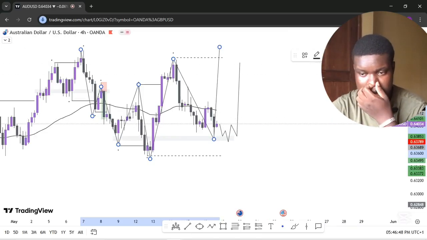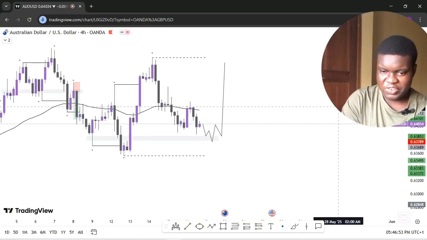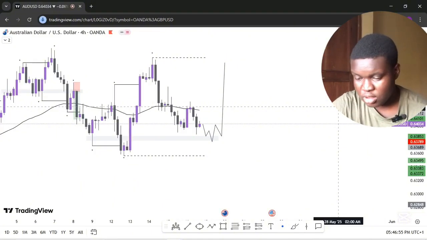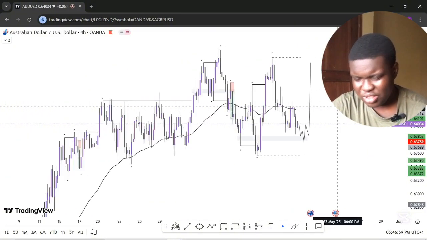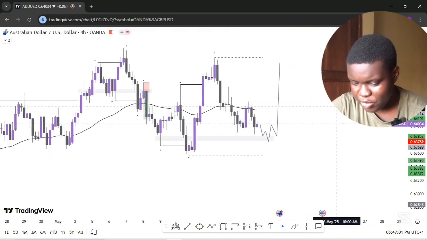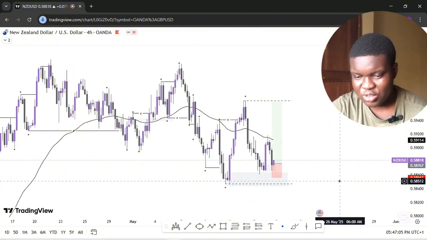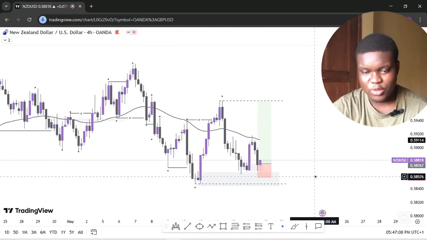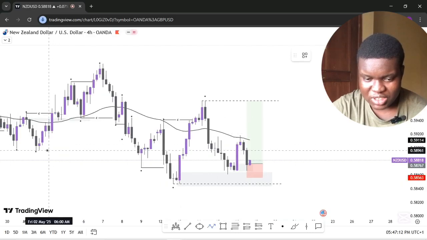So GBP USD and AUD USD, the trade idea is quite similar. Whichever one gives me my entry first, I'll be taking. I don't think I want to take AUD USD. It looks quite choppy, but I don't know. We'll see. NZD USD also the same exact concept. This one looks like the entry already presented itself, but we missed it. So AUD USD and NZD USD is basically the same thing.